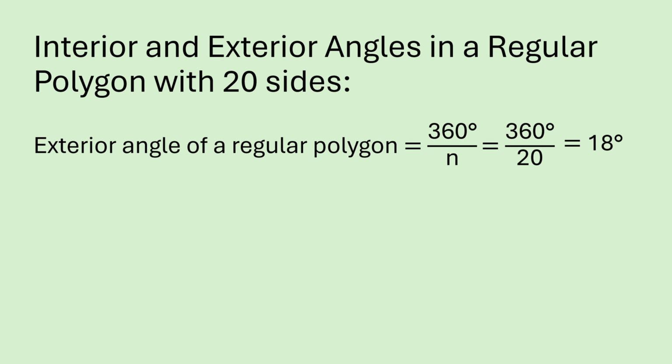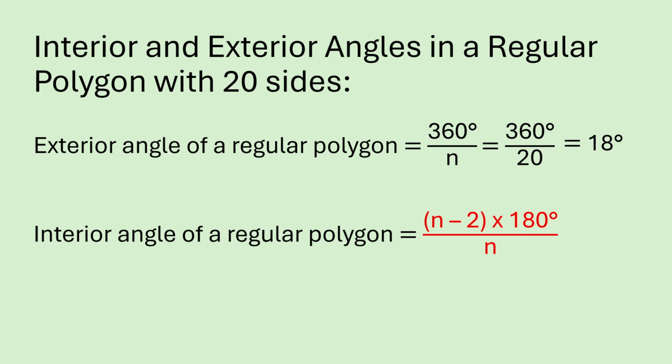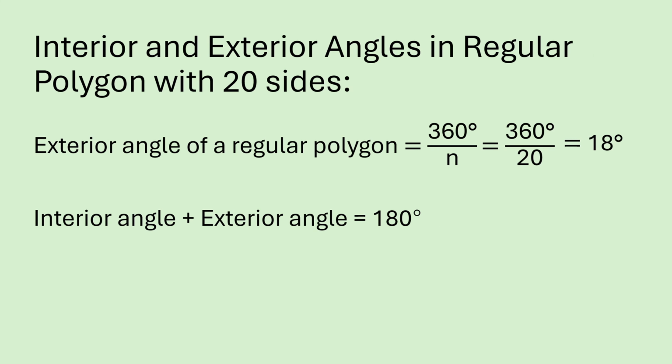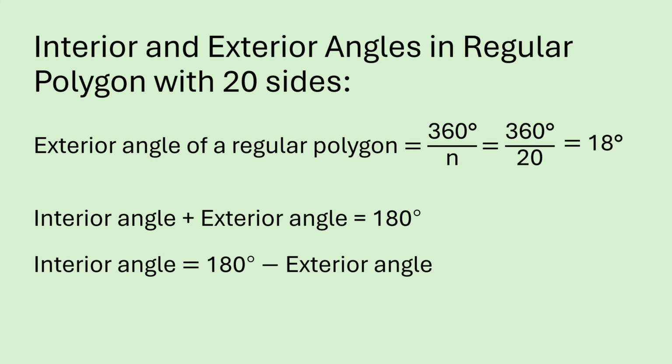Now we need to find out the interior angle. This is the formula for the interior angle of a regular polygon. But in this example, there is no need to use this formula. As we know, interior angle plus exterior angle is equal to 180 degrees. So the interior angle is equal to 180 degrees minus the exterior angle. The exterior angle is 18 degrees. So 180 degrees minus 18 degrees is equal to 162 degrees. So this is the interior angle.